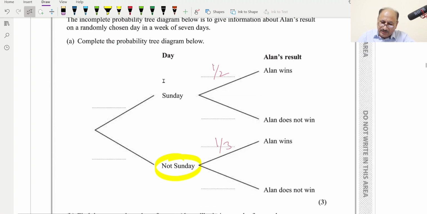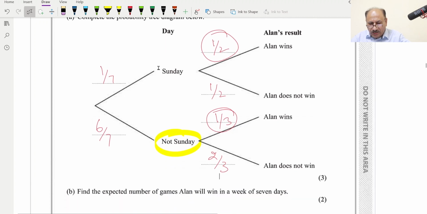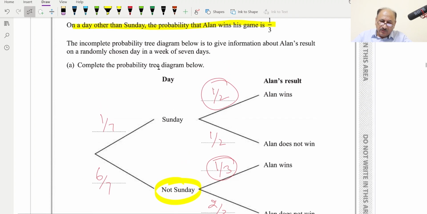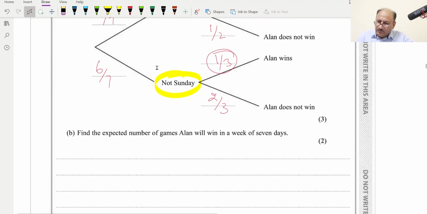So how many Sunday in 1 week? It's one Sunday in 7 days. So for Sunday it will be 1 by 7, and non-Sunday it will be 6 over 7. And if this is 1 by 2, so remaining probability will also be 1 by 2. So we'll fill this one as 1 by 2. And if this one is 1 by 3, the remaining probability will be 2 by 3. So we have completed the tree diagram, which was the first thing which we wanted to complete. So complete the probability tree diagram below, which we have done. This was 3 marks question.